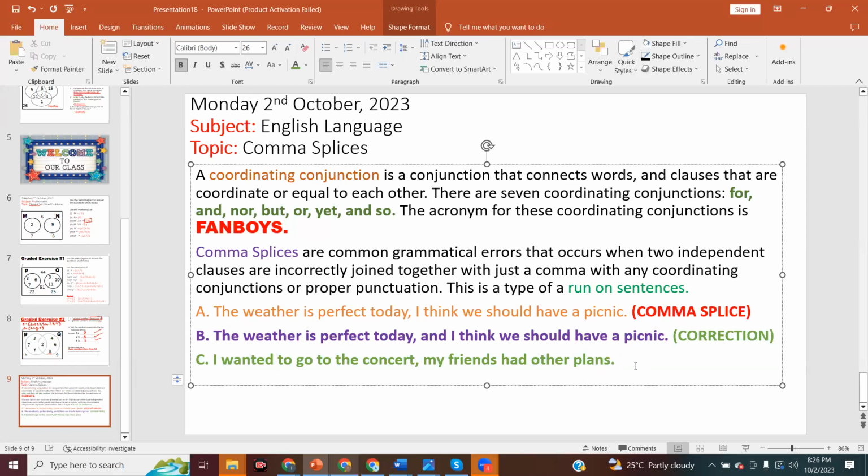Is it a comma splice or is it a good sentence? If you think it's a run-on sentence or comma splice, put R. If you think it's a good sentence, put S, okay?